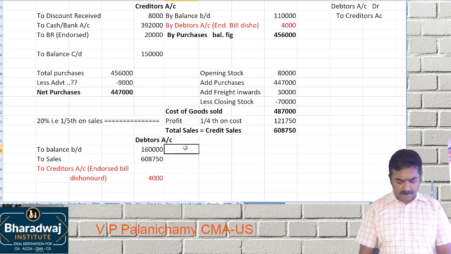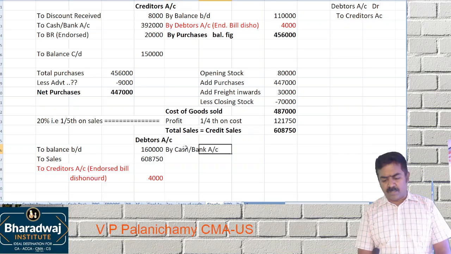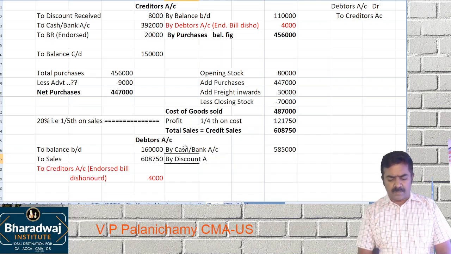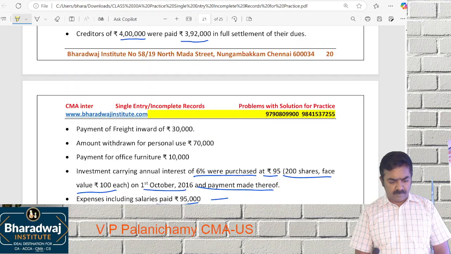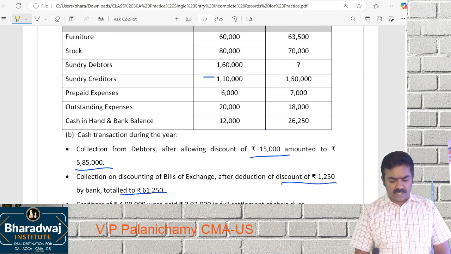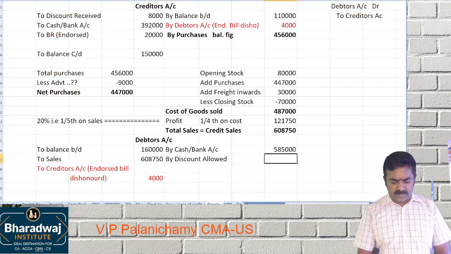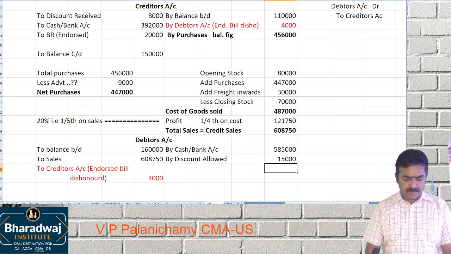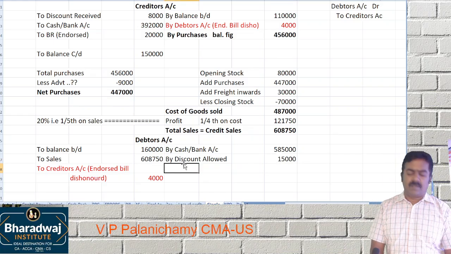What else will come? How much is collected? 5,85,000 after allowing a discount. How much discount have we given? Collection from debtors after allowing 15,000 is 5,85,000. So 15,000 discount allowed. Then what is the next one?